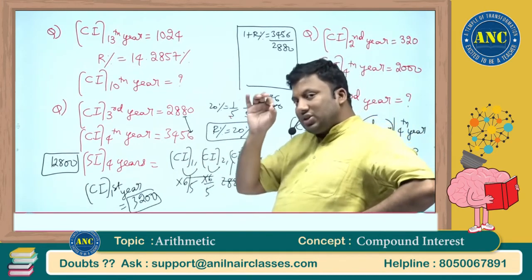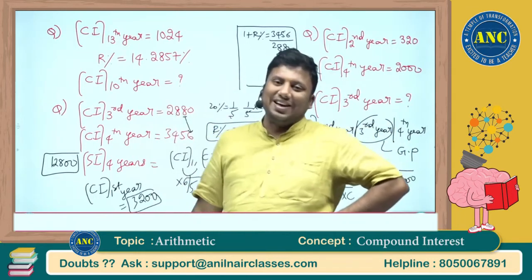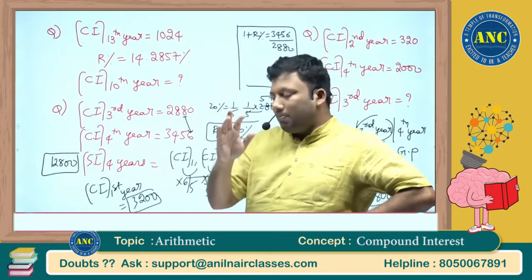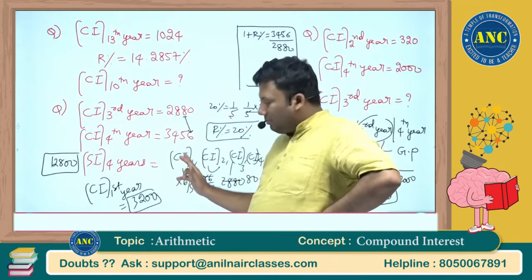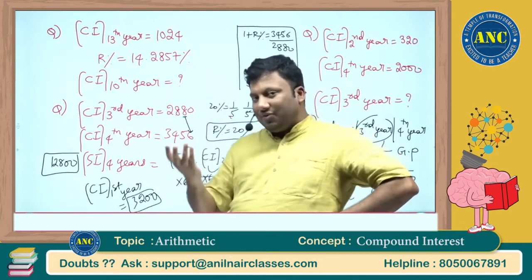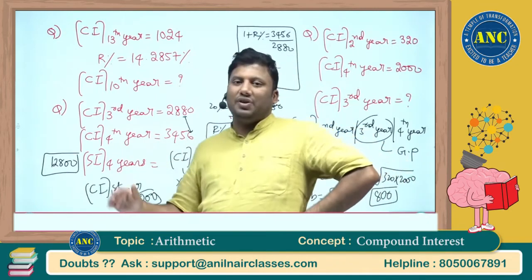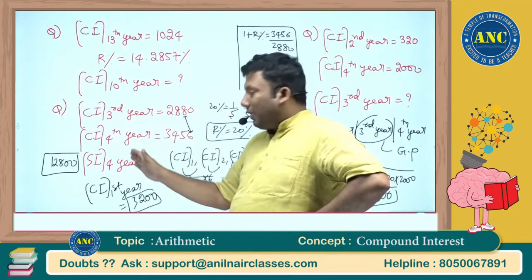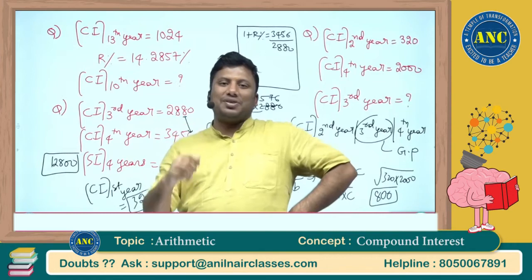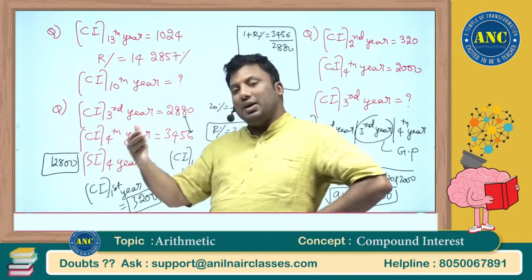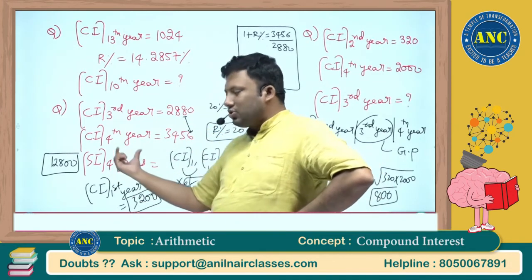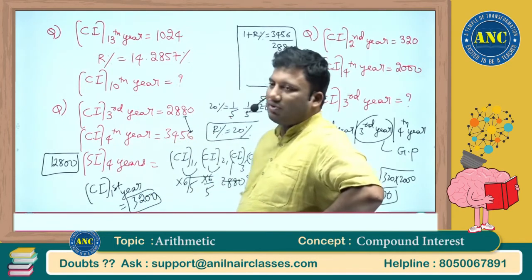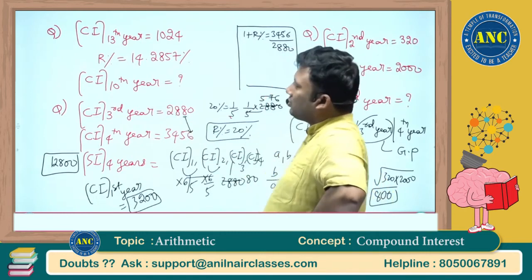In the case of the first year, simple interest and compound interest both are the same. If CI for the first year we got, SI for the first year we also got, but I want it for 4 years. In case of simple interest, interest remains the same every year. So it is 3,200 into 4 is 12,800. Now I am sure you can solve this question.